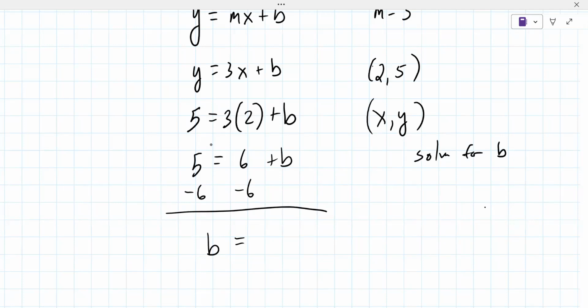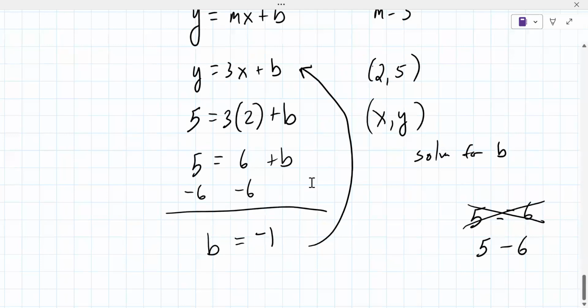Here's what you said. I don't think you meant that. 5 minus 6. That's what you meant. What is the value of b? -1. So that goes back into this line right here. So your final answer is y equals 3x minus 1. Is that okay? Yeah.